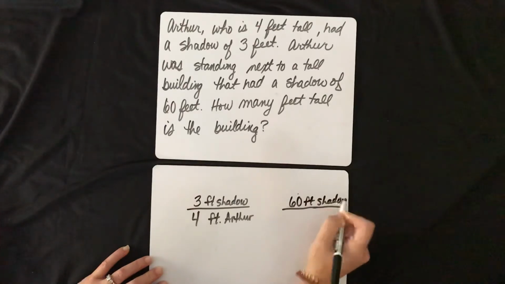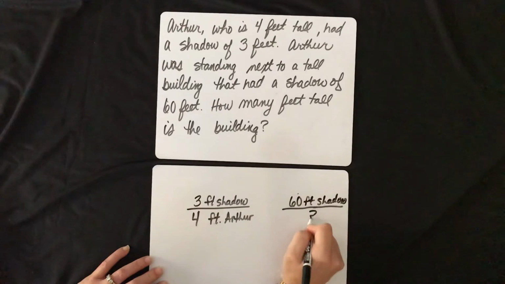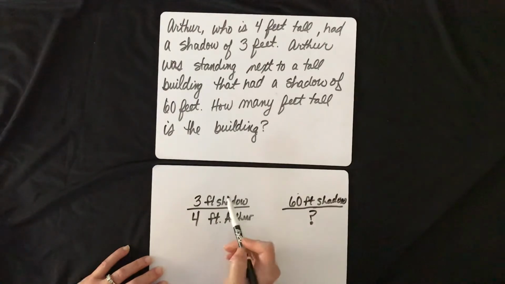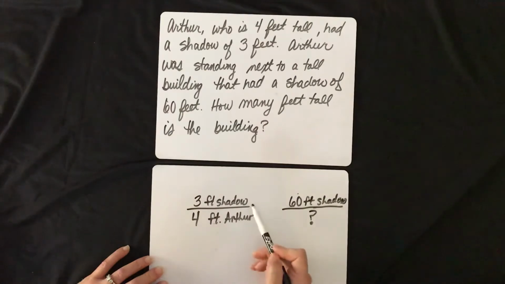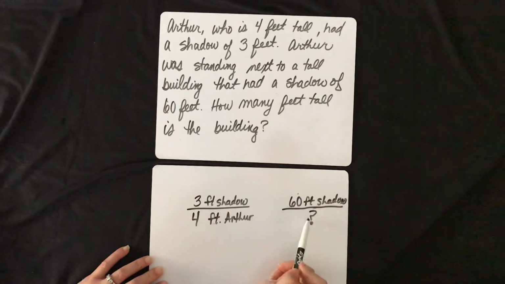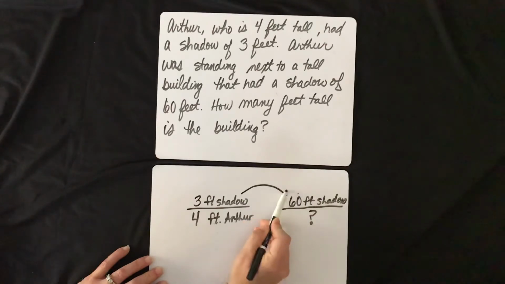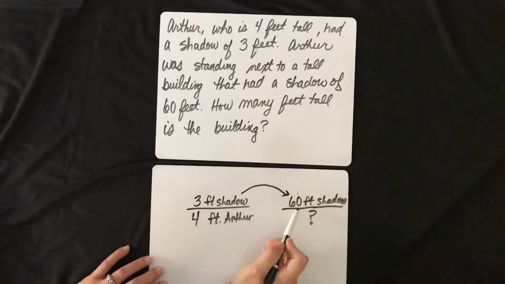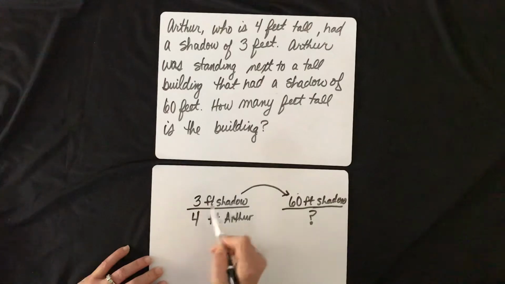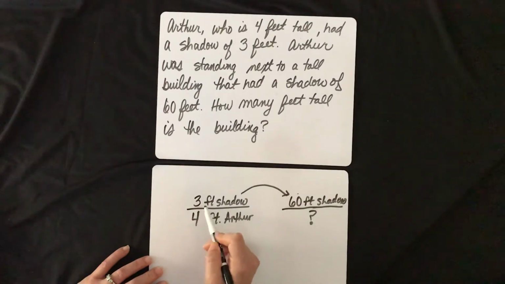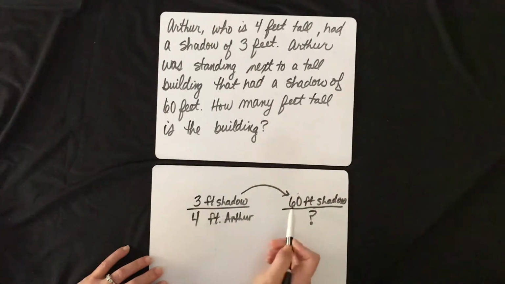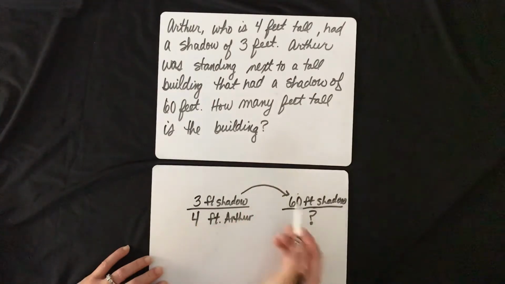And the question is, how many feet tall is the building? This is the unknown here. All right, the relationship's the same between the shadow and the actual. Let's see. 60 feet is how many times 3 feet? We can think of fact families even. 60 divided by 3 is 20, or 3 times 20 is 60.